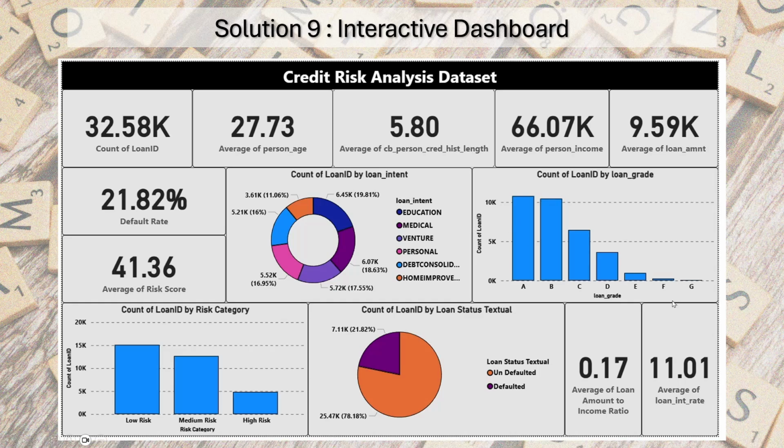Now here we can see that the loan grade A was the maximum and G was the least. You can see here the loans which are defaulted and undefaulted, and loans according to risk category; most loans lie under low risk, about 15,000. You can see this donut chart. Here you can see the loan intent by percentage, and most of the loans were taken for education, which is about 20%. Now we will move on.